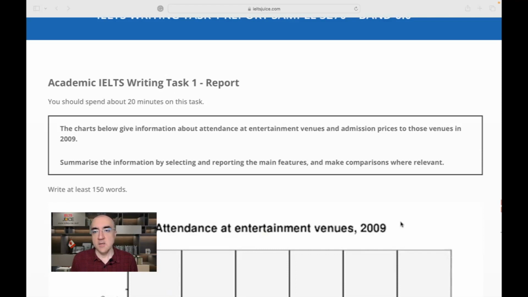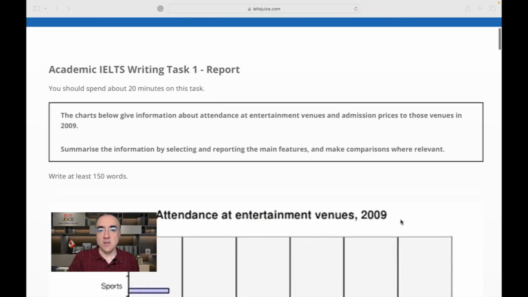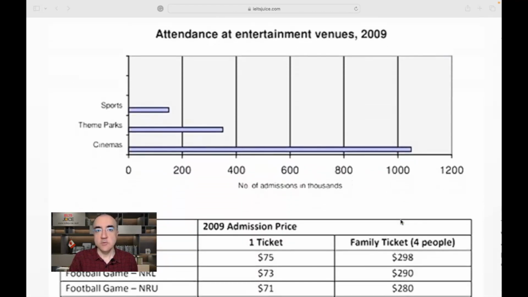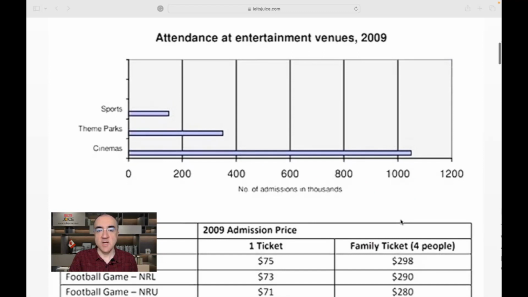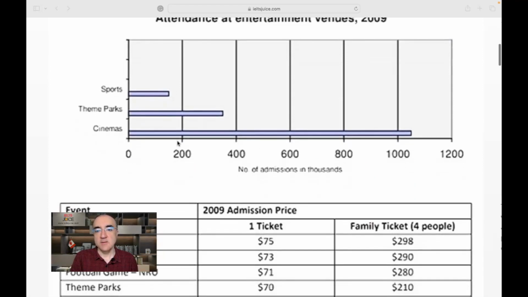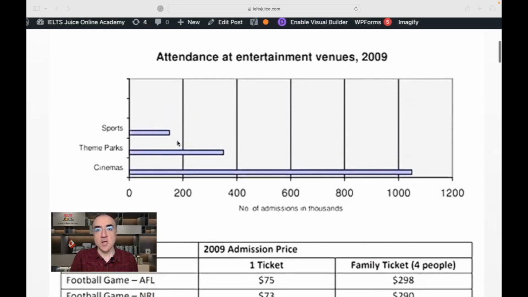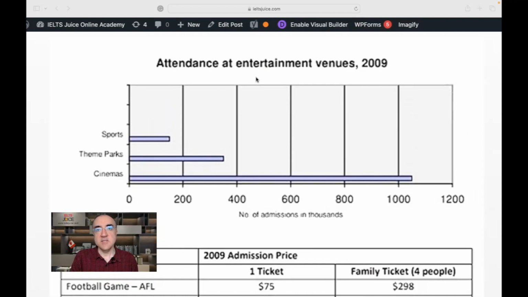All right, and the second line is always the same structure. Looking at the visuals, this time plural, so we have two visuals. Yes, we have one horizontal bar chart and the other one is a table. That's very good. So the first one, attendance at entertainment venues in 2009 and number of admissions in thousands.